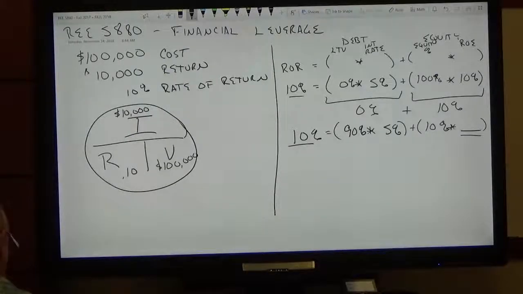So let's do the math. 90% times 5% should be what? Like 4.5? Yes. So that means if we've got 4.5 here, then what does that mean this has to be over here? 5.5. And then 5.5 divided by 10%. Oops, turn my calculator on.